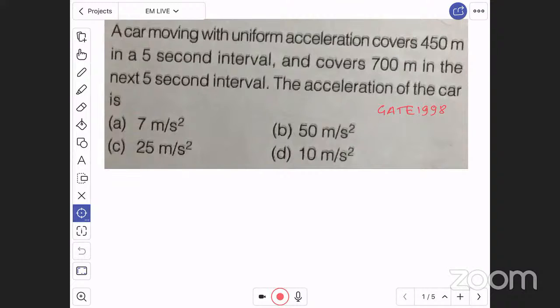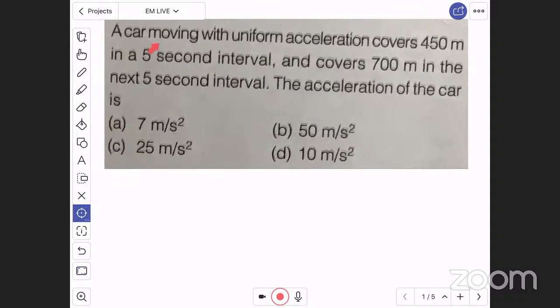Here on your screen, you can see the first question. This question was asked in GATE 1998. The question is very simple. Let us solve this question.